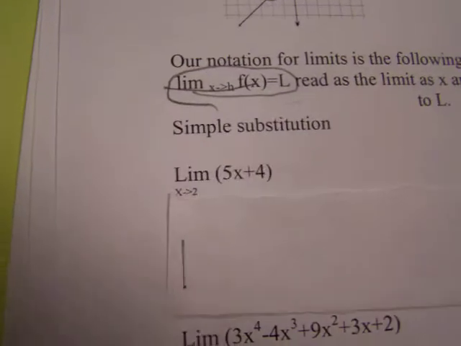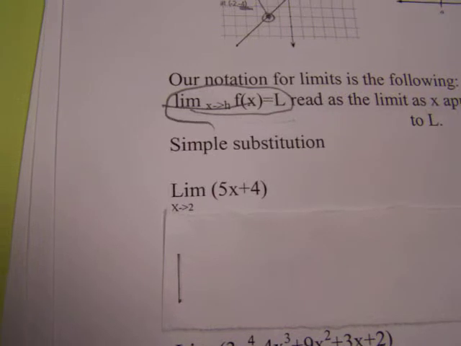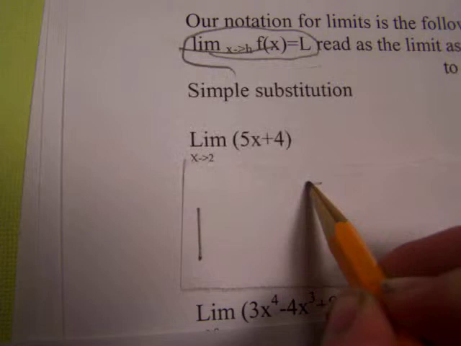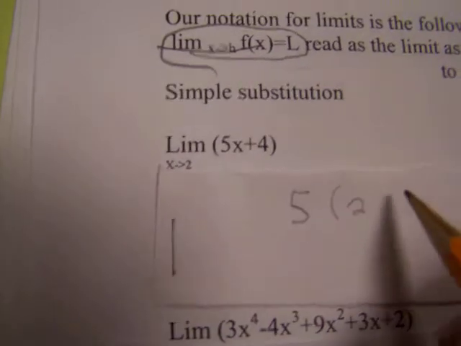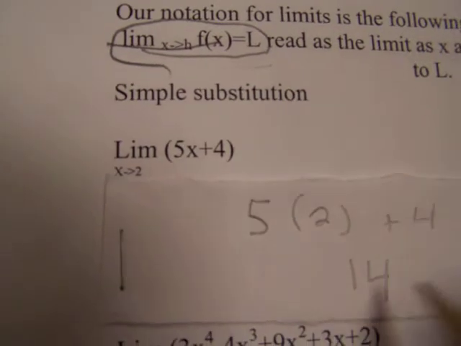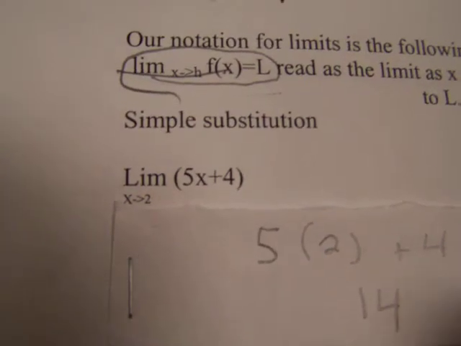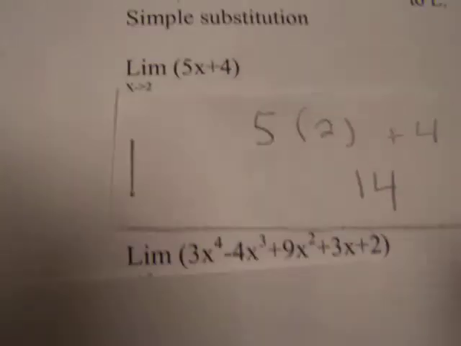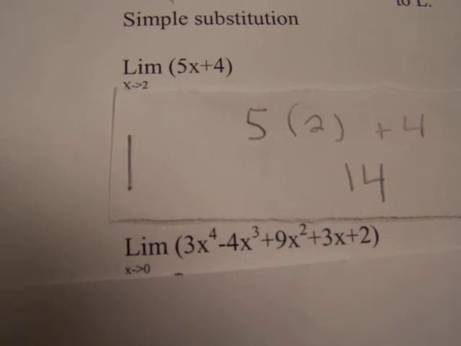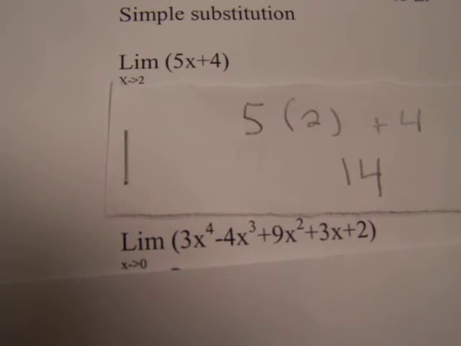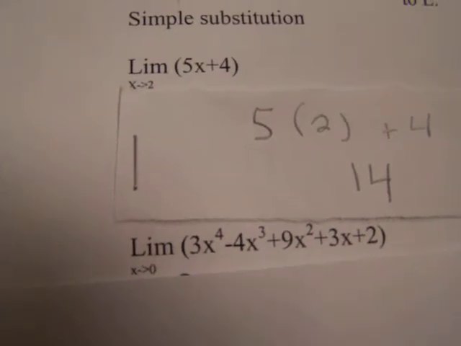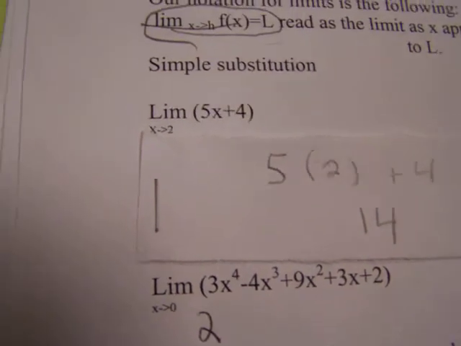Now, the limit as x approaches 2 of 5x plus 4. Let's try simple substitution. So, 5 times 2 plus 4, or 14. The limit as x approaches 2 of this is 14. Now try the limit as x approaches 0 of 3x to the 4th minus 4x cubed plus 9x squared plus 3x plus 2. Pause this video until you have done so. The answer should be 2.